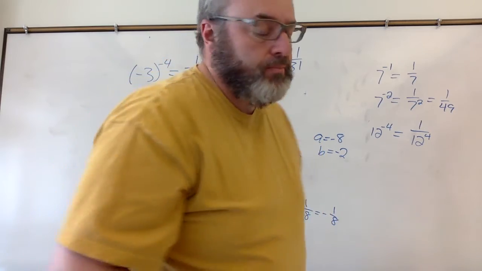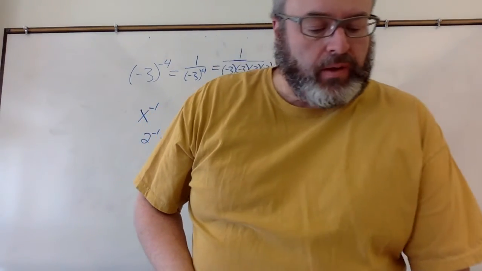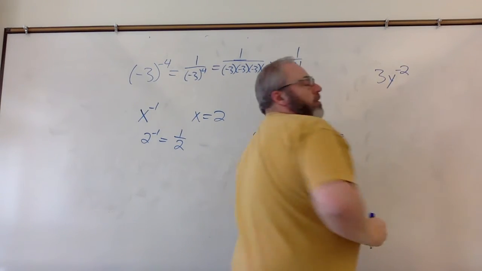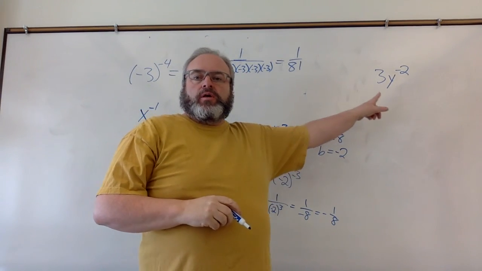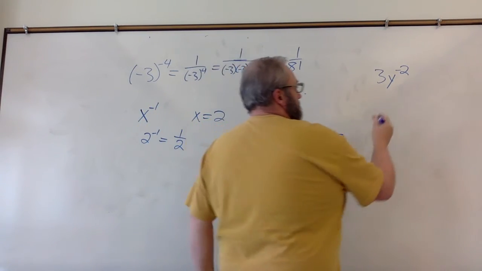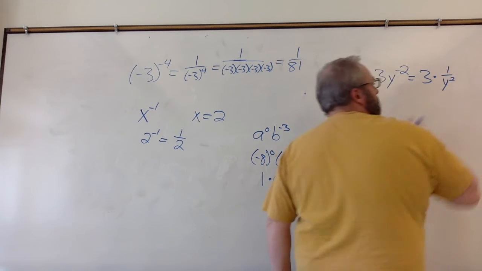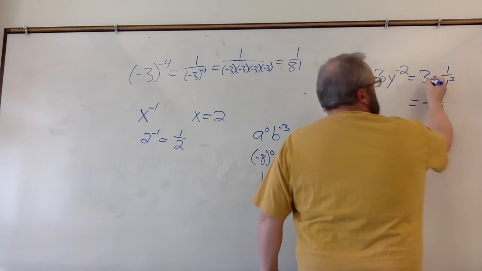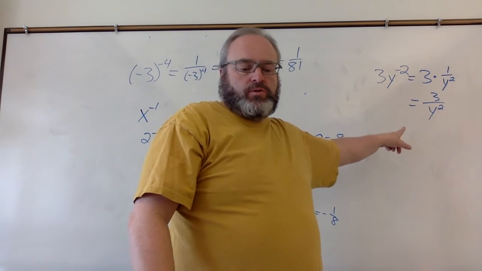Okay. Let's do one more. What do we do if we don't know the value of the exponent like we did here, but we are asked to simplify? Okay, so this means 3 times 1 over y squared, which is the same as 3 over y squared, because 3 times 1 is 3. So this is what you'd be looking for in a situation like that.